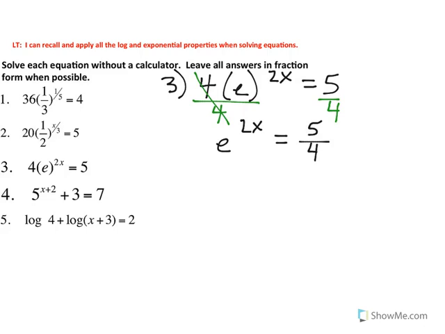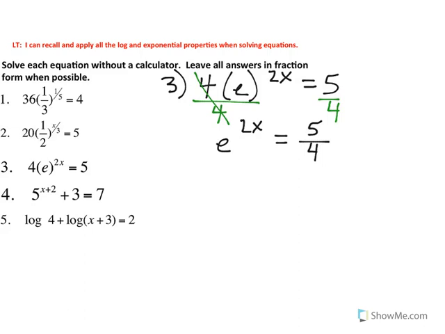On the left-hand side, I've got a base of e raised to a power. On the right-hand side, I've got 5/4, and that's technically raised to the 1 power. My first method is, can I rewrite both sides to have the same base? Can you rewrite 5/4 with a base of e? A reminder that e is approximately 2.7.